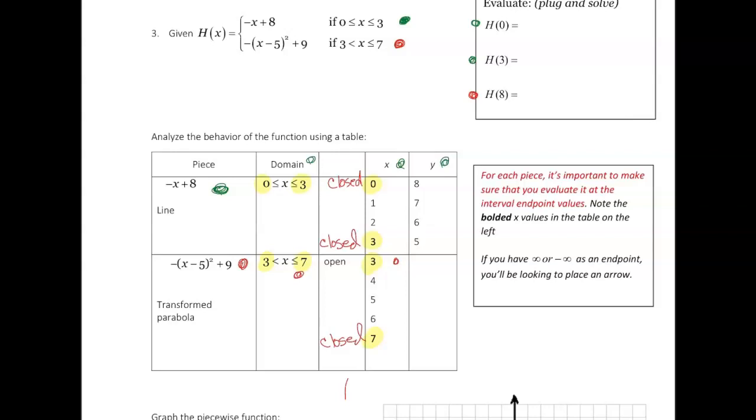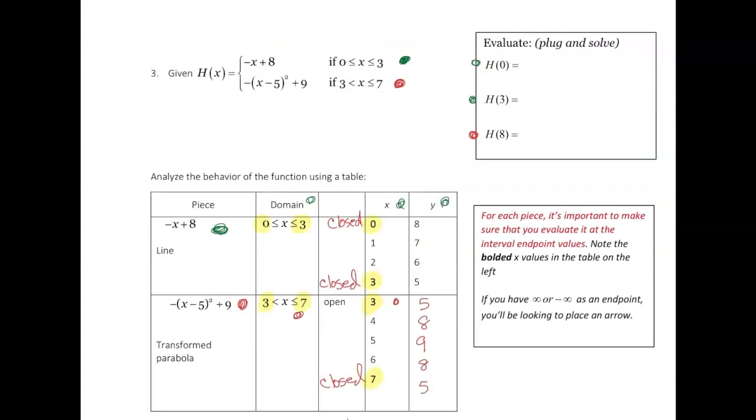So plugging in 3 to the function should get me back a 5. Plugging in 4 got me an 8. Plugging in 5 got me a 9. Plugging in 6 got me an 8. Plugging in 7 got me a 5. So see how you find that. You can check my math, but I think I'm okay.